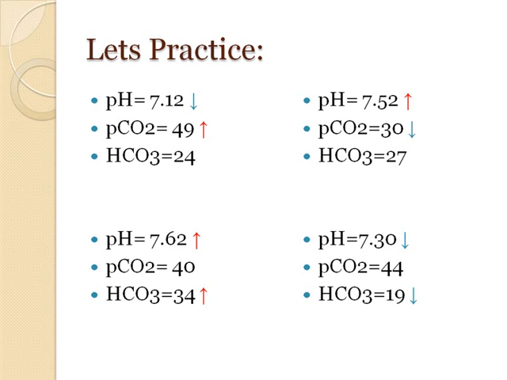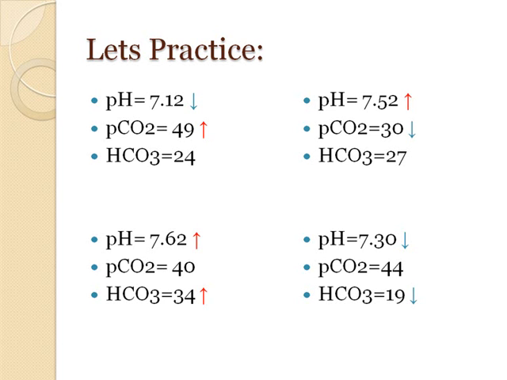7.12 is considered acidic. Looking at the upper right hand side, pH of 7.52, we already know that's an alkaline state. We've got a CO2 of 30, so that's low, and our bicarb is normal there as well. Because my 7.52 is elevated and my CO2 is decreased, I know it's a respiratory issue. And because my pH is 7.52, I know it's an alkalosis. So this would be a respiratory alkalosis.